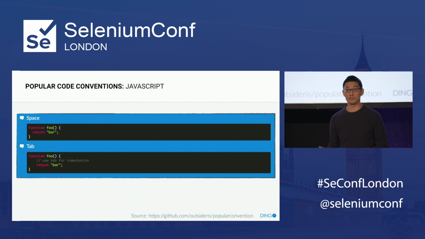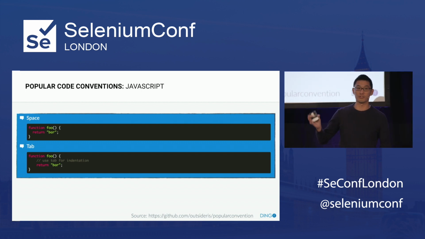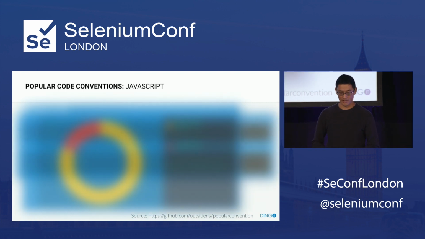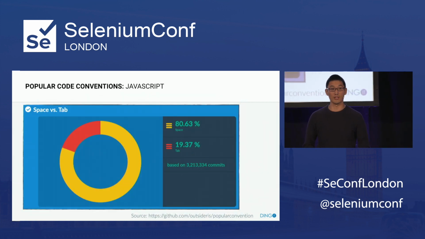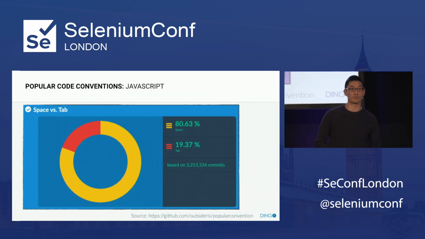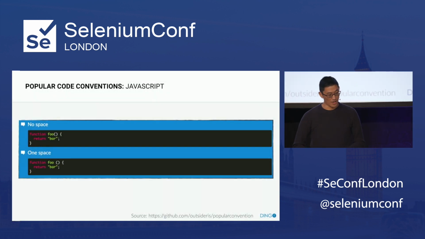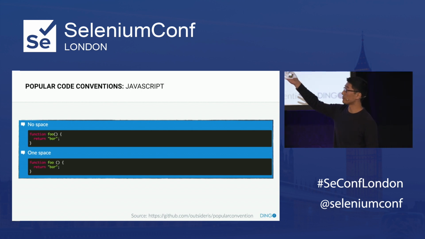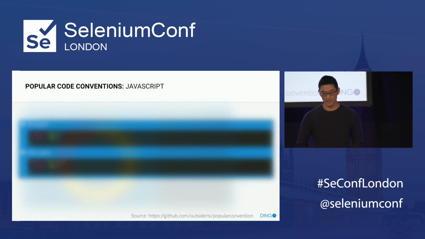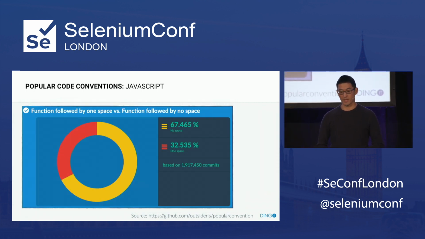JavaScript, same thing. So you saw here on Java, you saw the 66-33 difference. In JavaScript, you see an 80% preference for the spaces. Here you see a function name, and then the parentheses. On the bottom one, you see a space between it, and on top, you don't see it. Yeah, you see 67% no space.